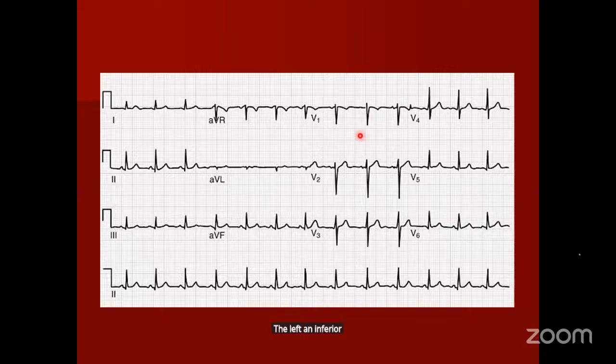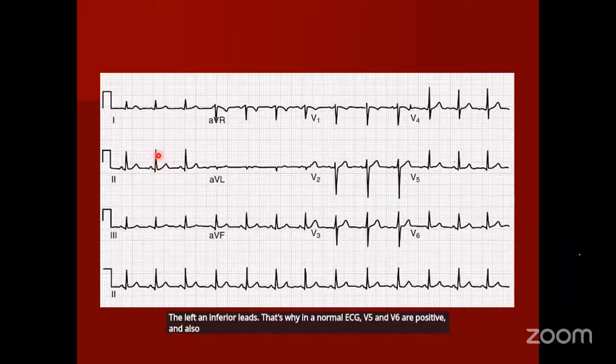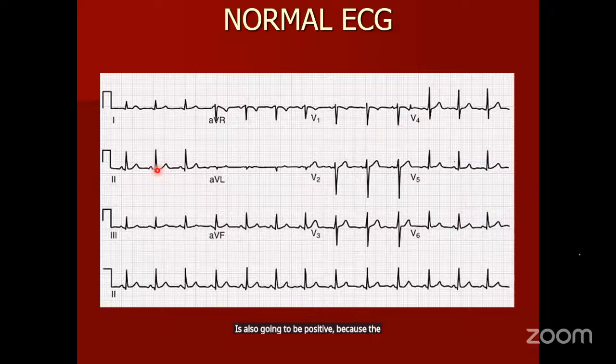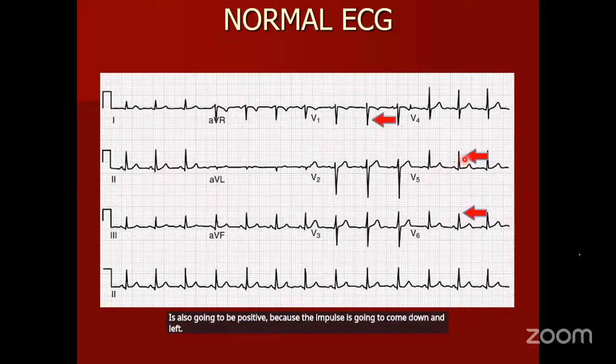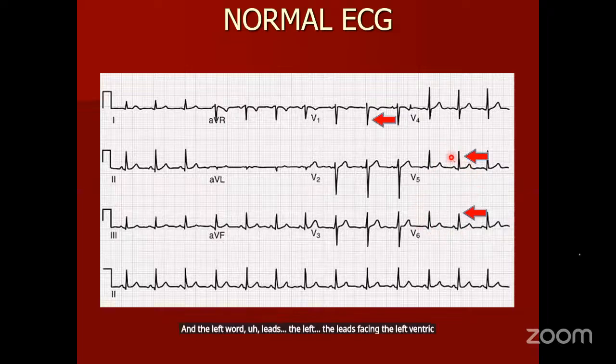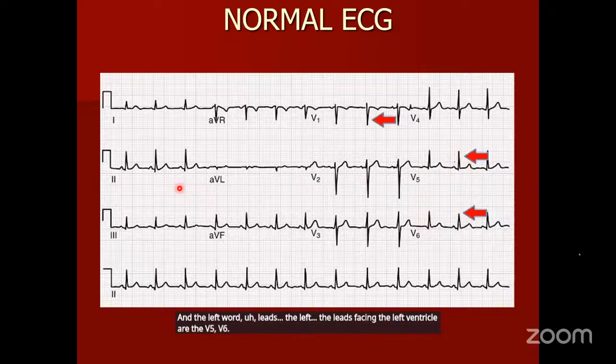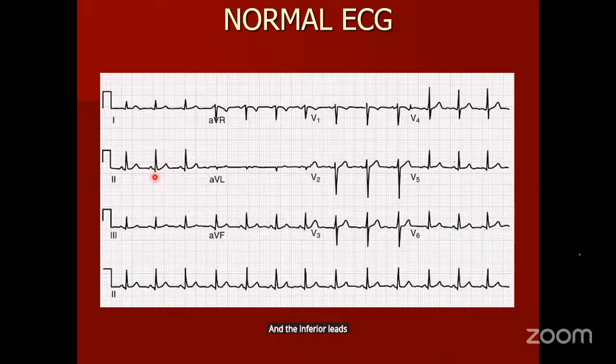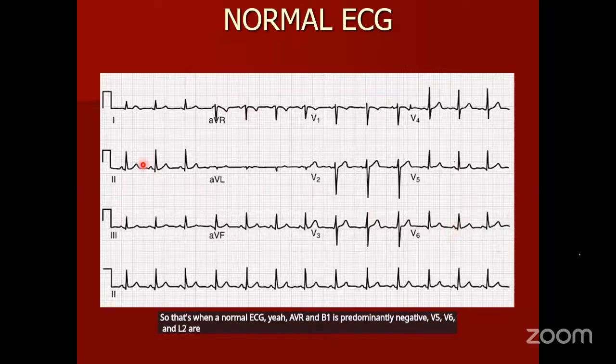That's why in a normal ECG, V5 and V6 are positive, and also the inferior leads, especially L2, is also going to be positive, because the impulse is going to come down and left, and the leftward leads, the leads facing the left ventricle, are the V5, V6, and the inferior leads are especially the L2. So the impulse will be coming down and left. So that's why in the normal ECG, AVR and V1 is predominantly negative, V5, V6 and L2 are predominantly positive.